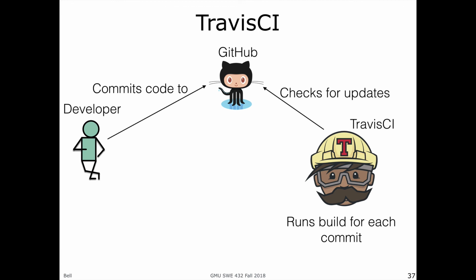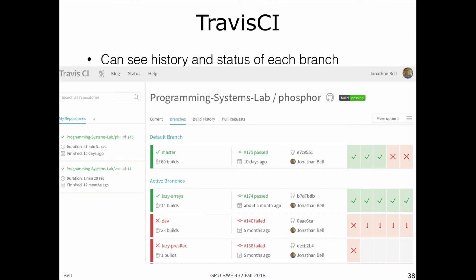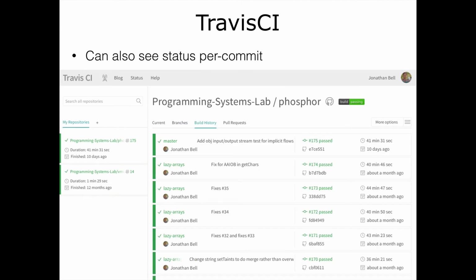So Travis CI integrates directly with GitHub. Travis is free for open source projects, so if you want to try it out, it should be pretty easy. The way that it works is when you commit code to GitHub, Travis CI automatically gets notified that you made a new commit, and then it's going to run whatever your build script is on each commit. And then it is going to generate a complete history for each branch of your code that shows which builds passed and failed, and maybe on some branches they're failing more. And on each commit, you can see what exactly happened and get a complete log.